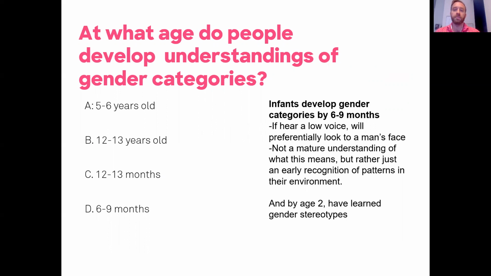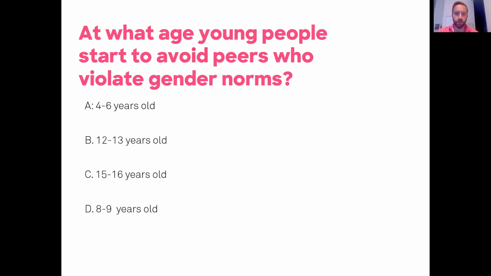So this is not something that is baked into our DNA, but rather as young infants, our brains are primed to just start soaking up information about the world we now inhabit and develop patterns for thinking and navigating this world. And one of the biggest patterns that they're faced with is this gender binary. And so they're going to start associating different things into these patterns. And by age 2, they've already learned and internalized rudimentary gender stereotypes. So then based on those stereotypes, at what age do young people start to avoid peers who violate those gender norms?